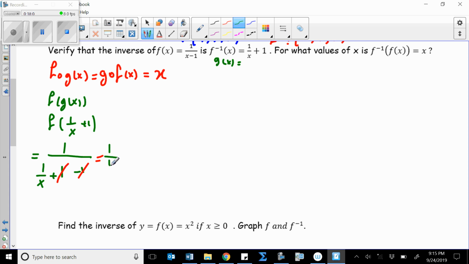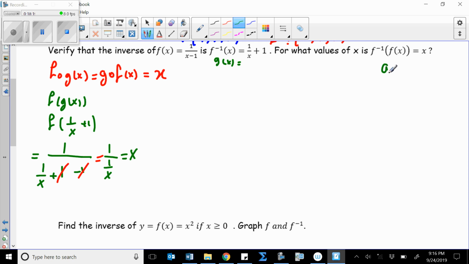over 1 over x. And we know that 1 over 1 over x is actually equal to x. So the left side now is equal to x. If you don't know how this happens, 1 over 1 over x equal to x, this is the explanation.